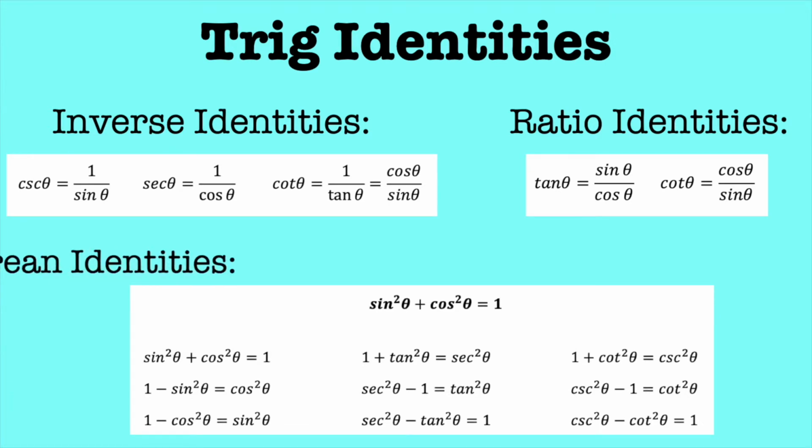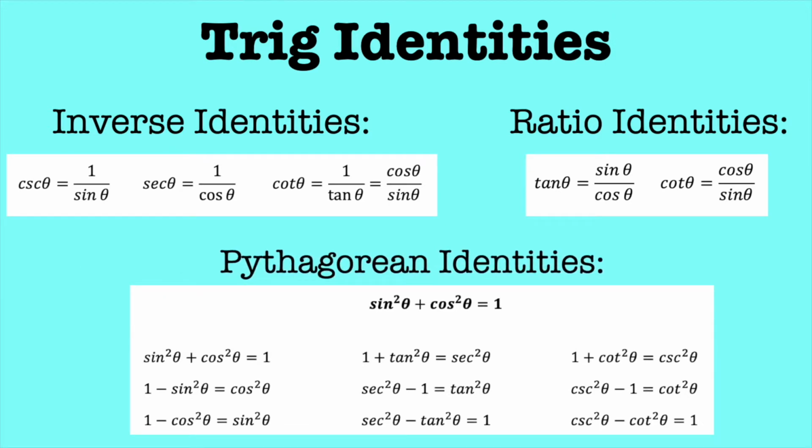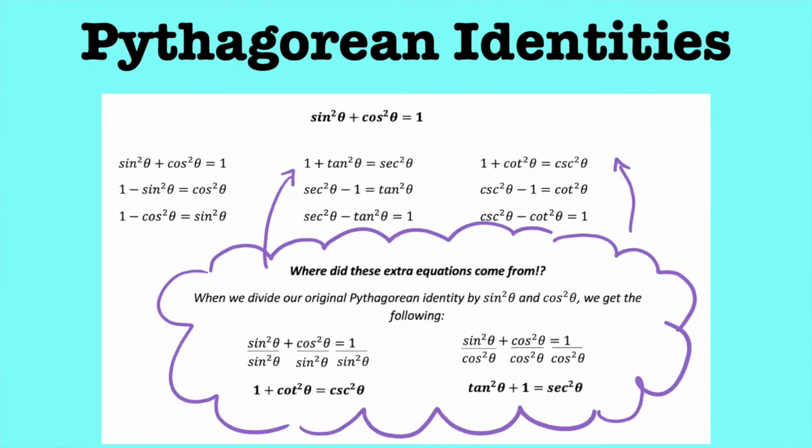And last we have the Pythagorean identities. The only thing you're going to have to memorize here is sine squared theta plus cosine squared theta equals 1. But from that we can derive all these other equations. If you move sine squared theta to the other side, we get cosine squared theta is equal to 1 minus sine squared theta, and you can move it around again and find what sine squared of theta is equal to.